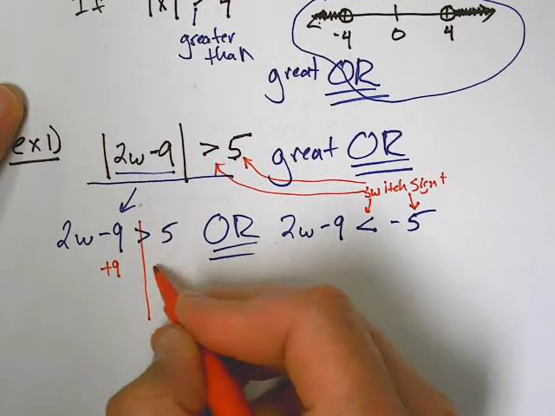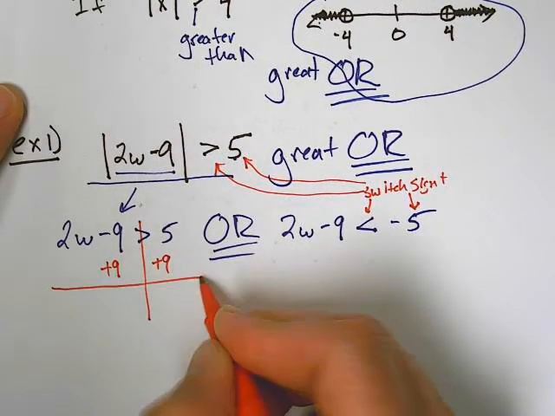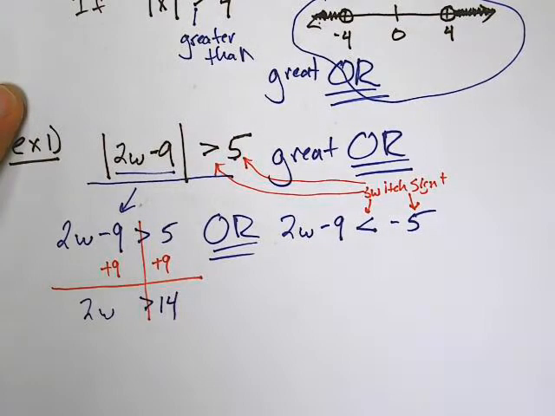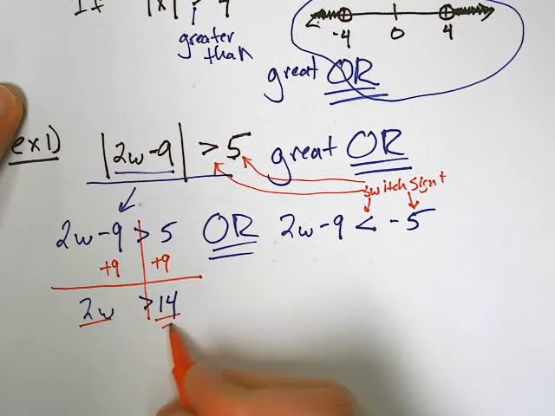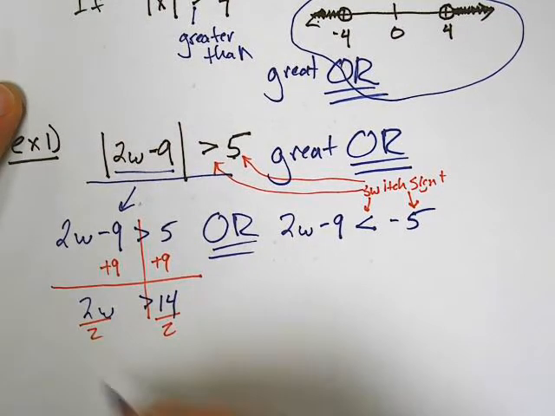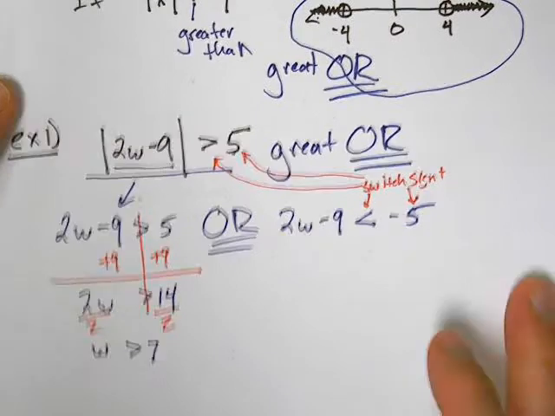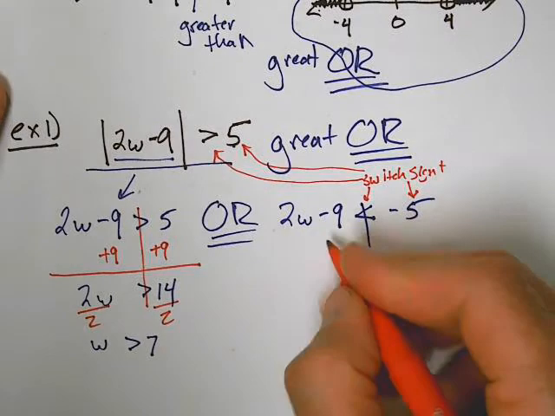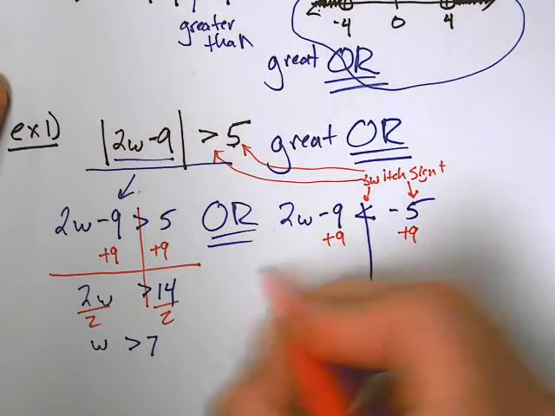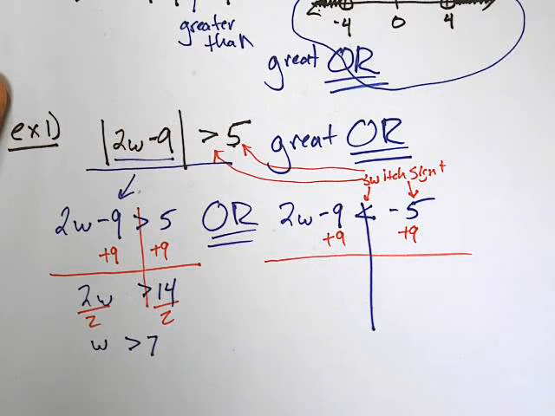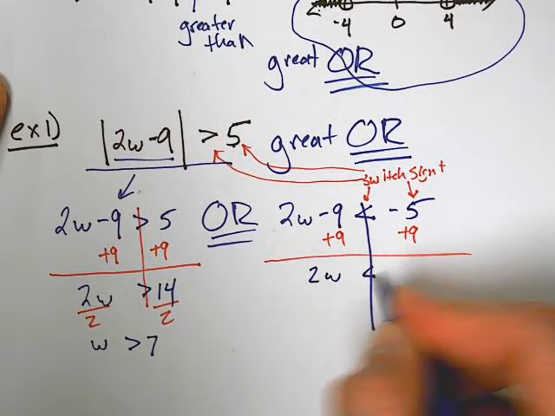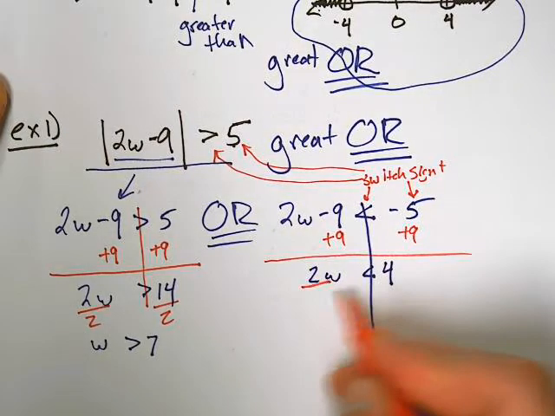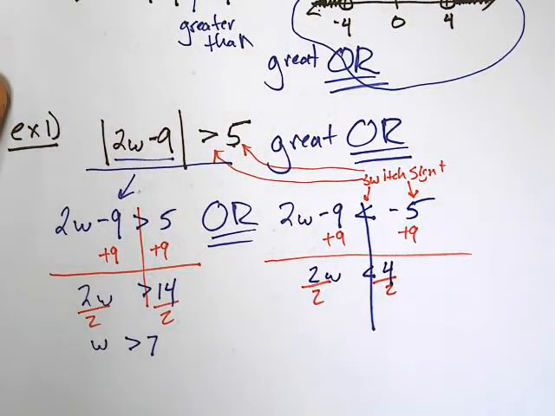I'm going to add 9, right? That's going to give me 2w greater than 14. Then I'm going to divide everything by 2, which will end up giving me w greater than 7, right? Done with that guy. On this one, I'm going to also add 9 and divide by 2, but it's going to give me a little different answer. I get 2w less than, what is that? 9 minus 5 is 4. Dividing by 2, we'll end up with w is less than 2.